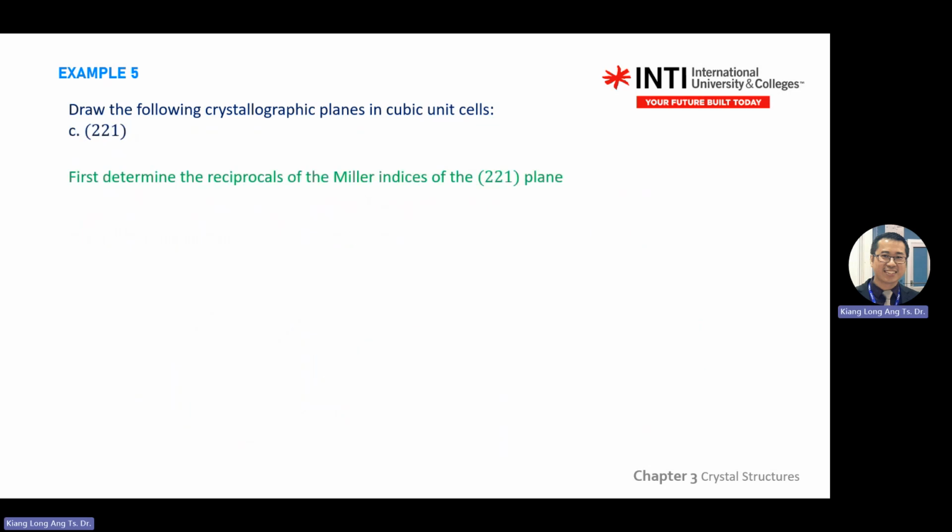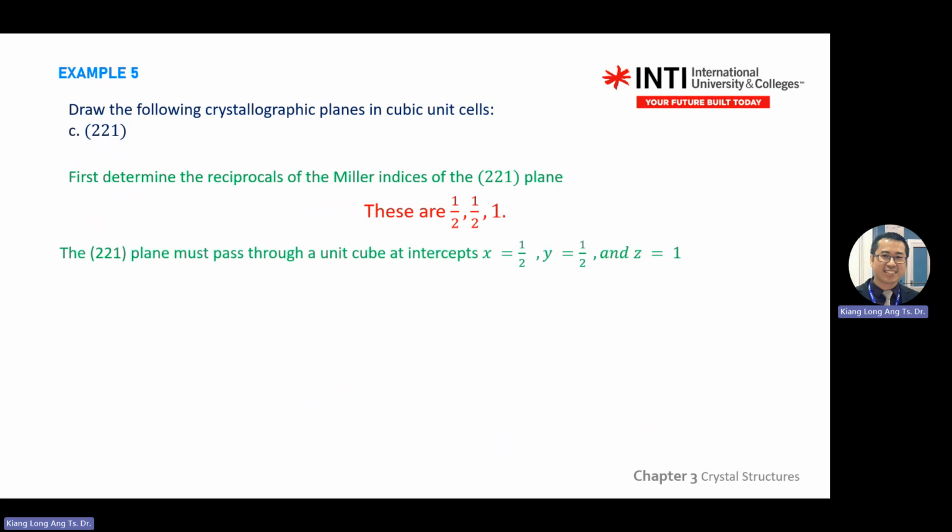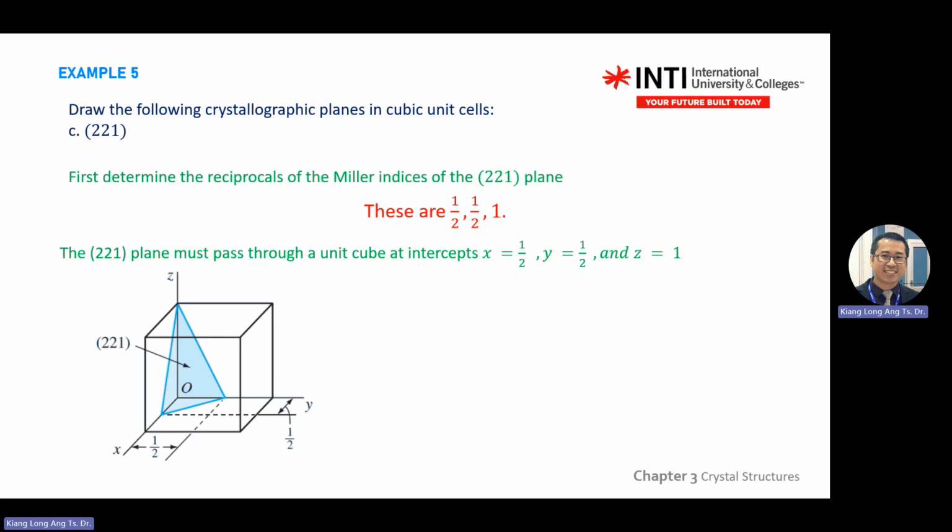Do the same, 2, 2, 0, inverse the things, reciprocal. Inverse 2, you get 1 over 2. Inverse 2, you get 1 over 2. Inverse 0, you get infinity. Okay, so you'll pass through half, half, and 1. You draw the plane. So you put in x is half, y is half, z is 1. So you pin the 3 points, half, half, and 1. You draw connecting the plane. You get the plane.